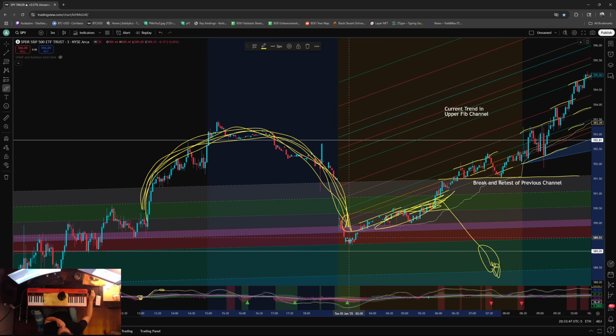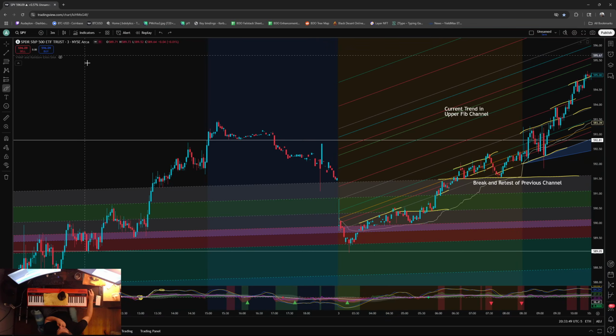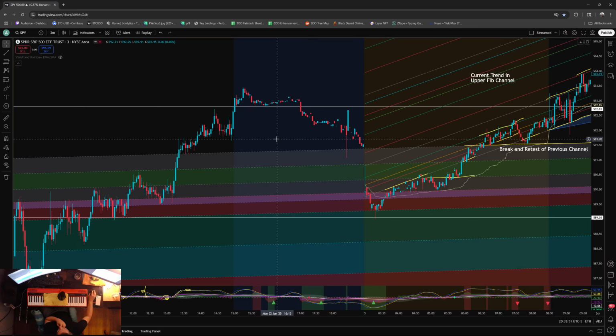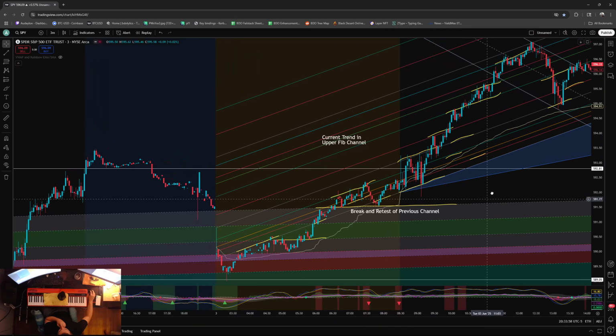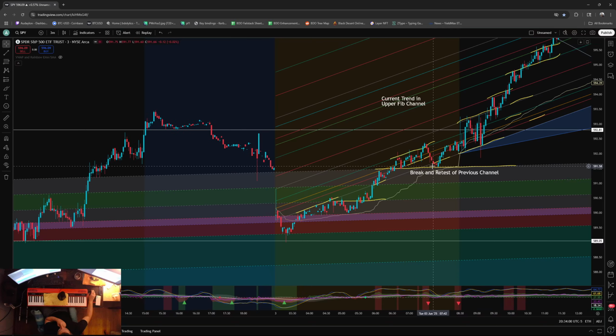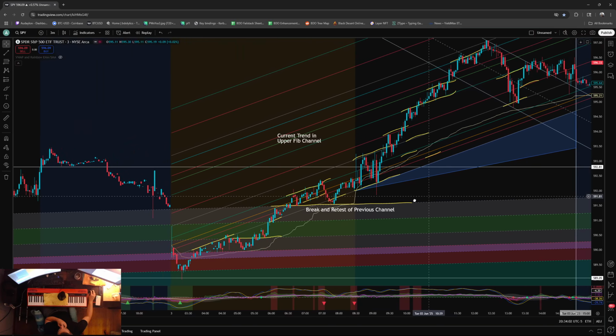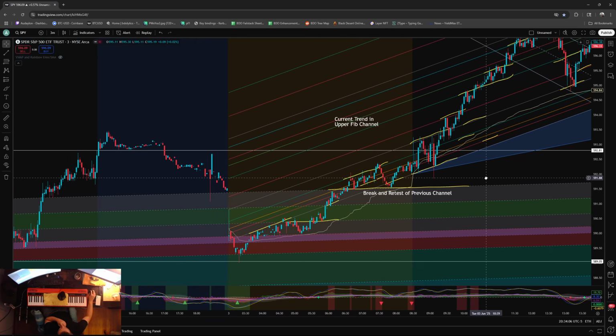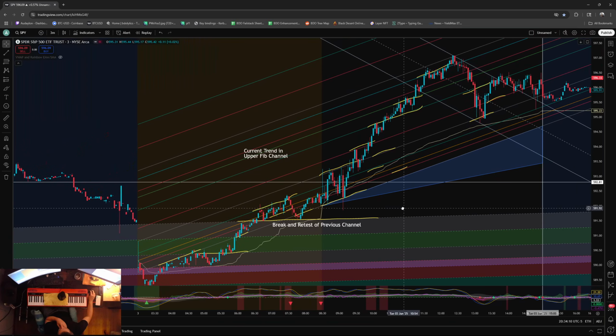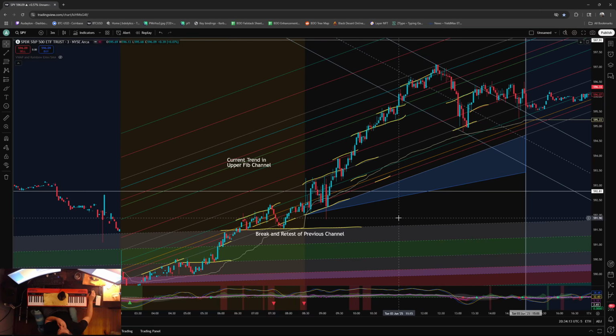Now, we did get our gap down to complete an inverse cup, but today, of course, there was no handle to be formed. It just went up and up and up, up and away in my beautiful balloon. So here is my chart for today. I left all the markings and good stuff on it.